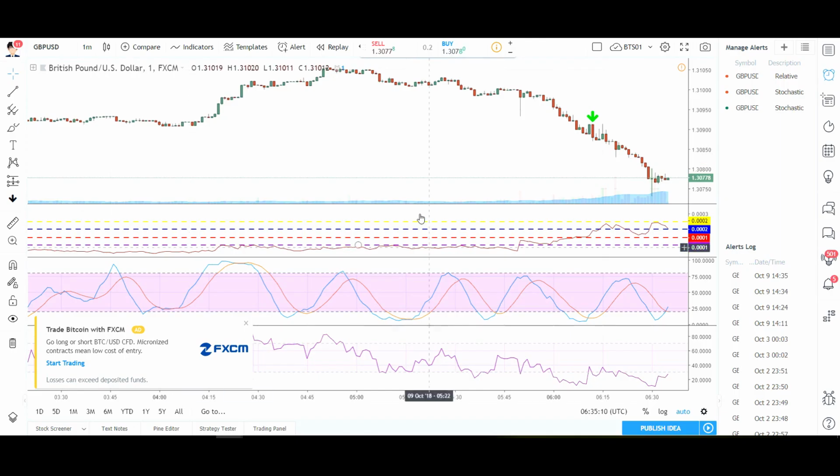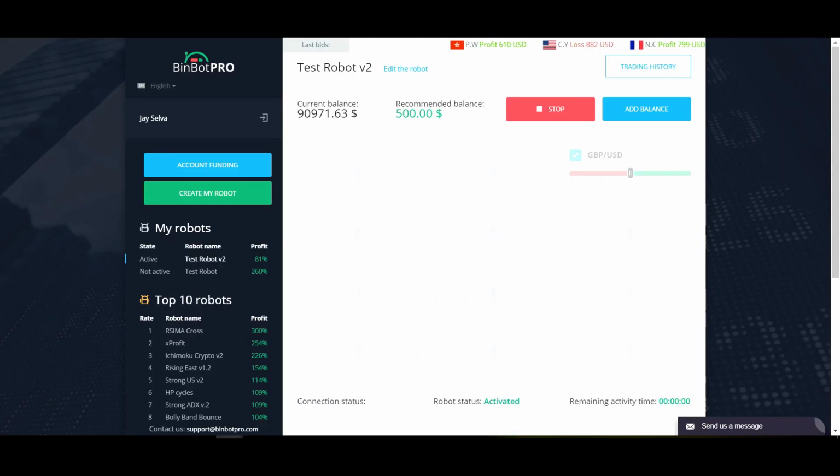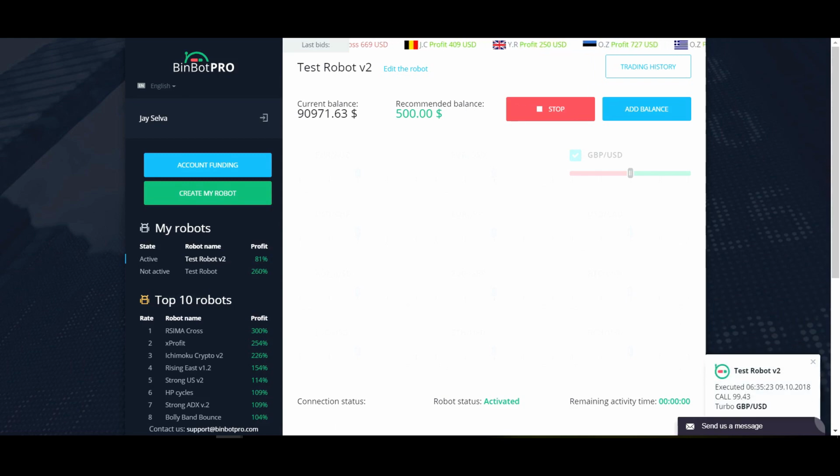Okay, so as you can see from the previous demonstration, there was one stochastic cross that happened right after it, but because the blue and the red line did not get out of the channel, that's why I skipped that alert or signal. Okay, I think a trade has been executed.